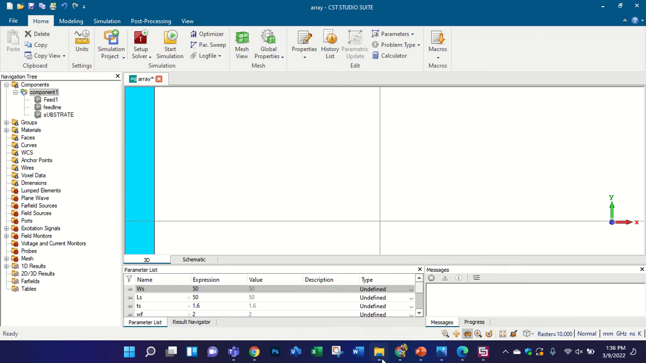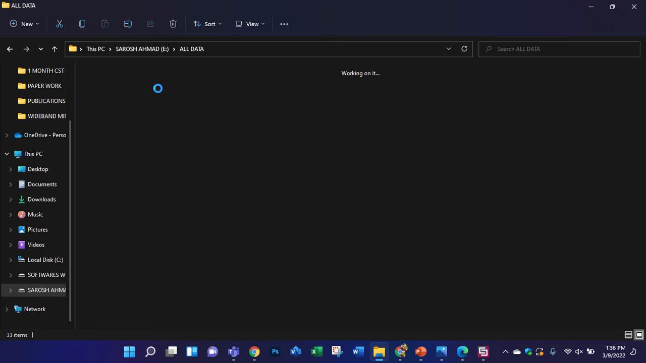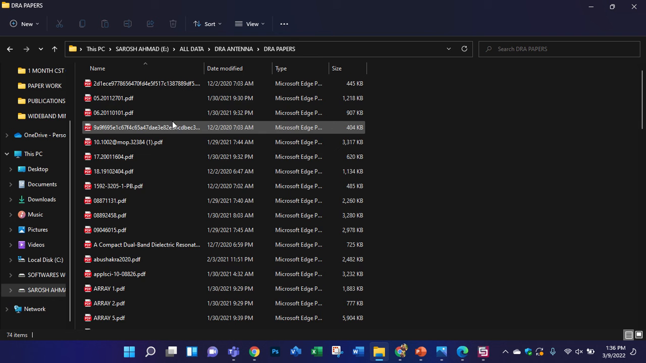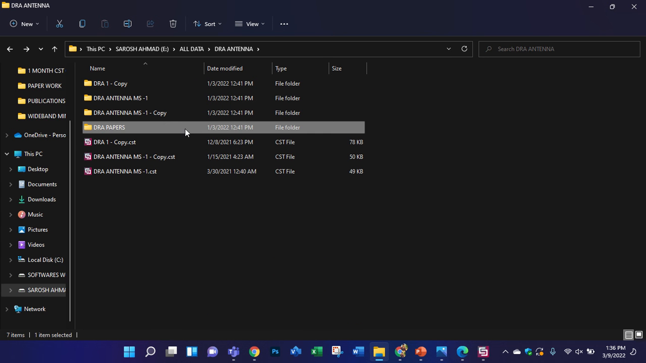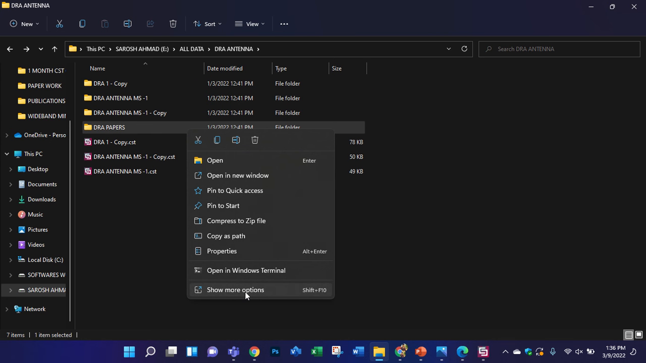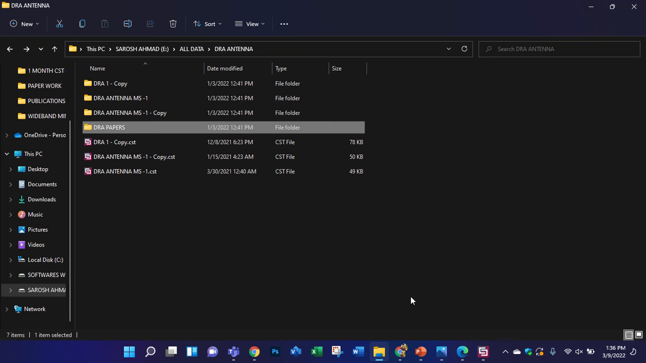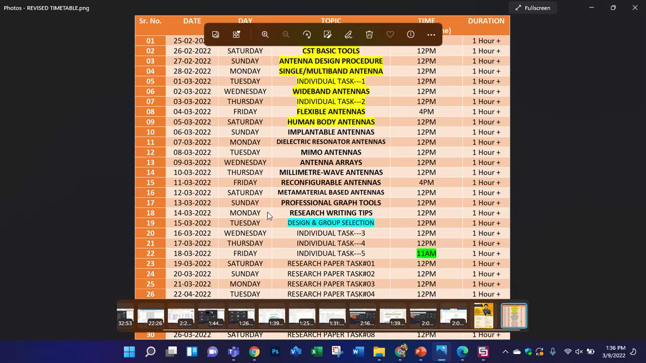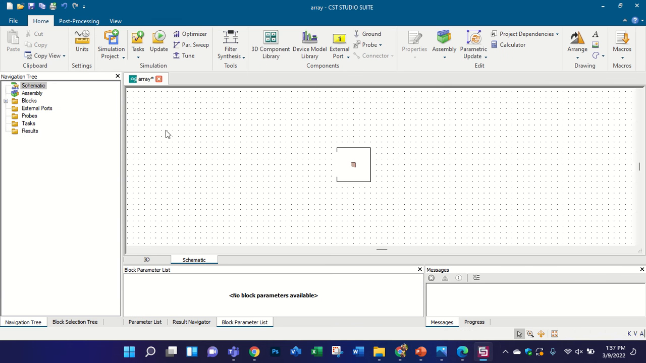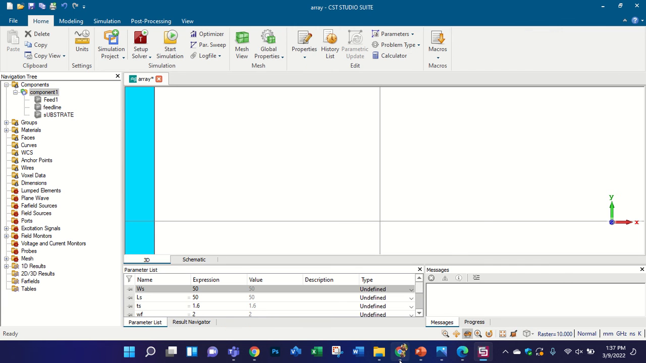Could you give me more information about the schematic in the next lectures or workshop? In the reconfigurable lecture, we will study this portion. I am just telling you about this one that we will study in the next lecture.